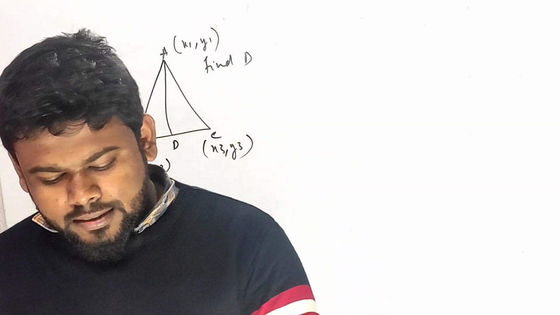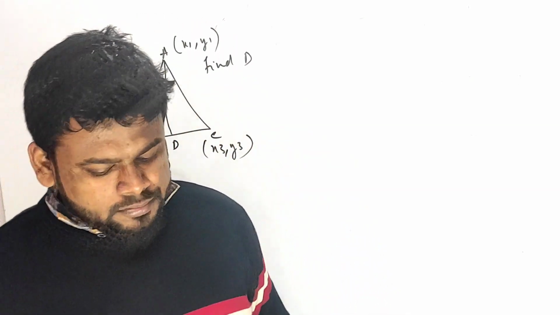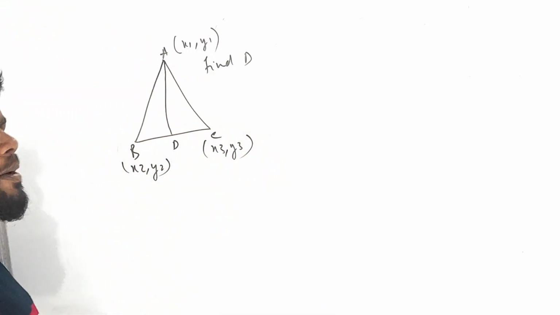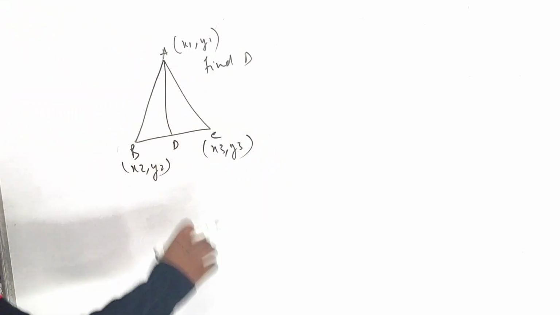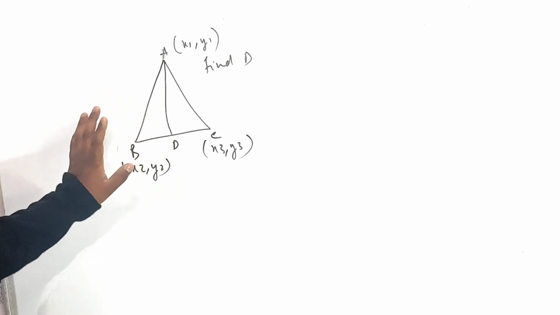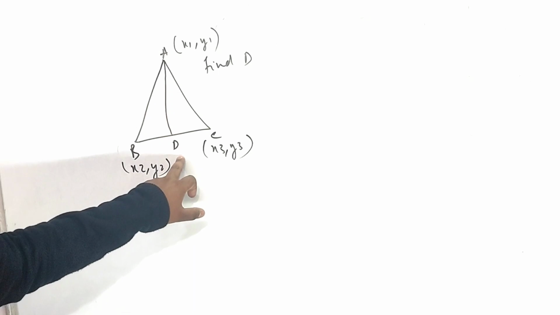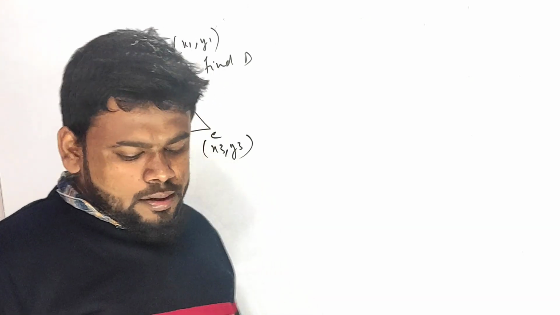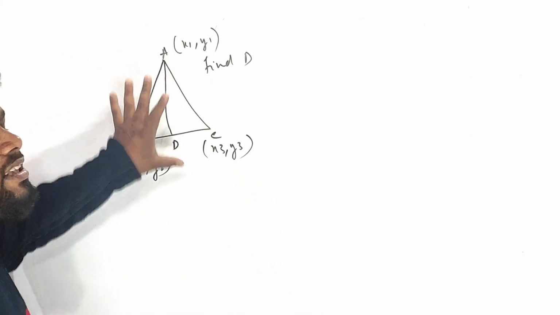Centroid, where did it go? Centroid was here. It is a very easy thing to calculate the centroid. First, what to do? Apply logic. Can I find the midpoint of B and C? Yes, I will be taking out the midpoint of B and C. After that, what has to be done? I can find G.